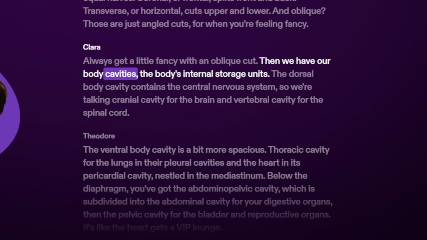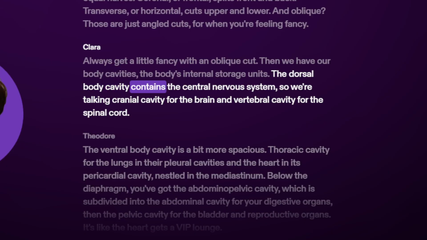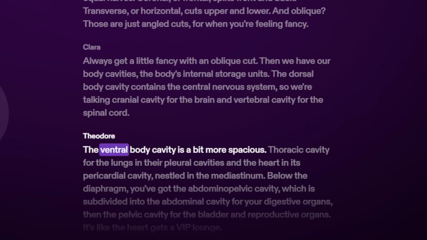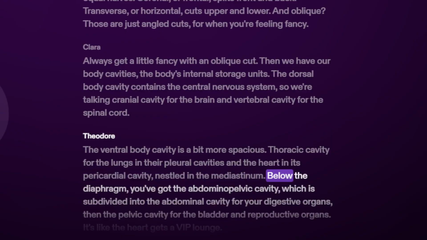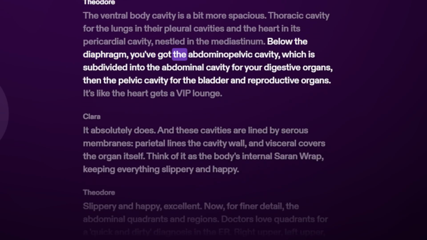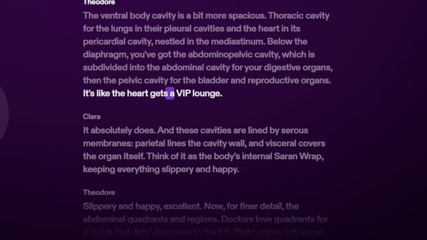Then we have our body cavities, the body's internal storage units. The dorsal body cavity contains the central nervous system, so we're talking cranial cavity for the brain and vertebral cavity for the spinal cord. The ventral body cavity is a bit more spacious. Thoracic cavity for the lungs in their pleural cavities, and the heart in its pericardial cavity, nestled in the mediastinum. Below the diaphragm, you've got the abdominal pelvic cavity, which is subdivided into the abdominal cavity for your digestive organs, then the pelvic cavity for the bladder and reproductive organs. It's like the heart gets a VIP lounge.